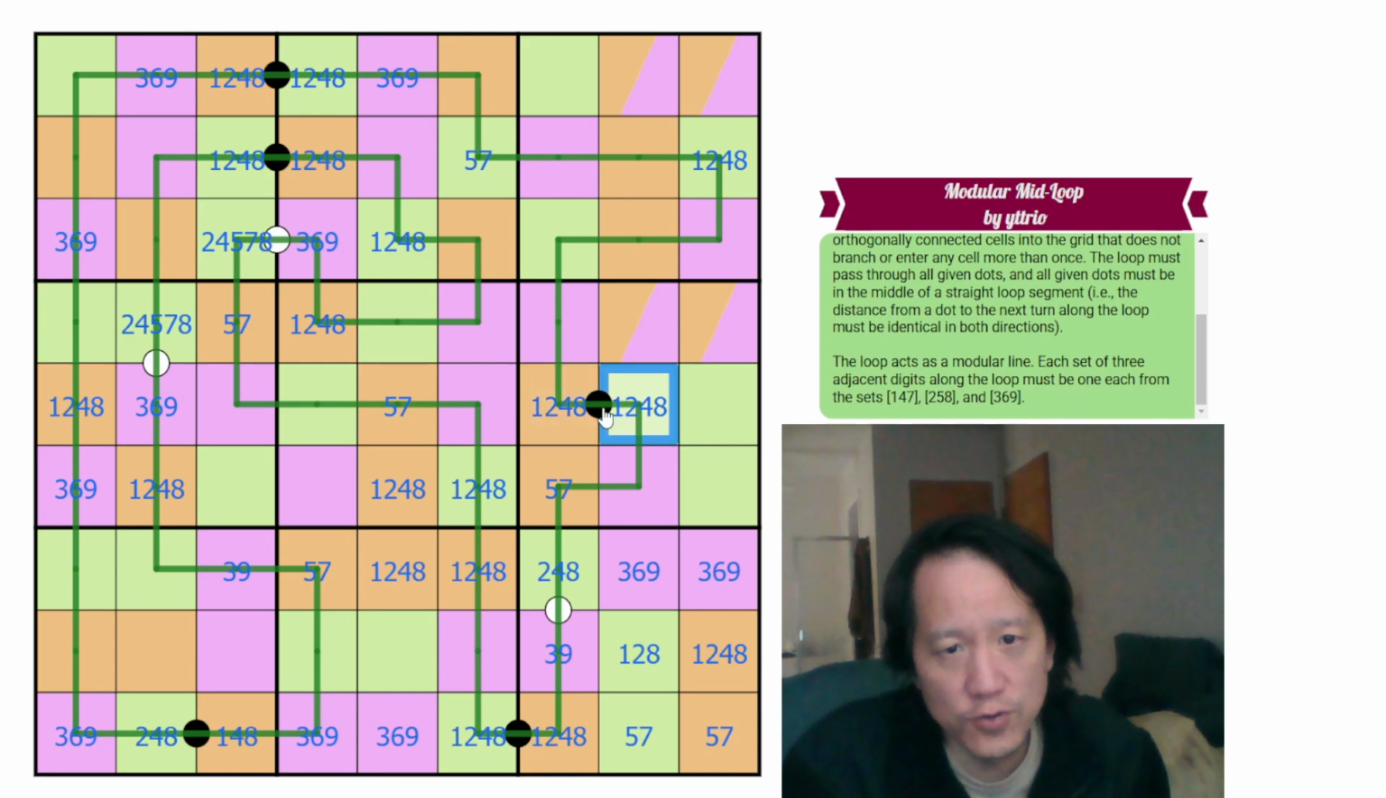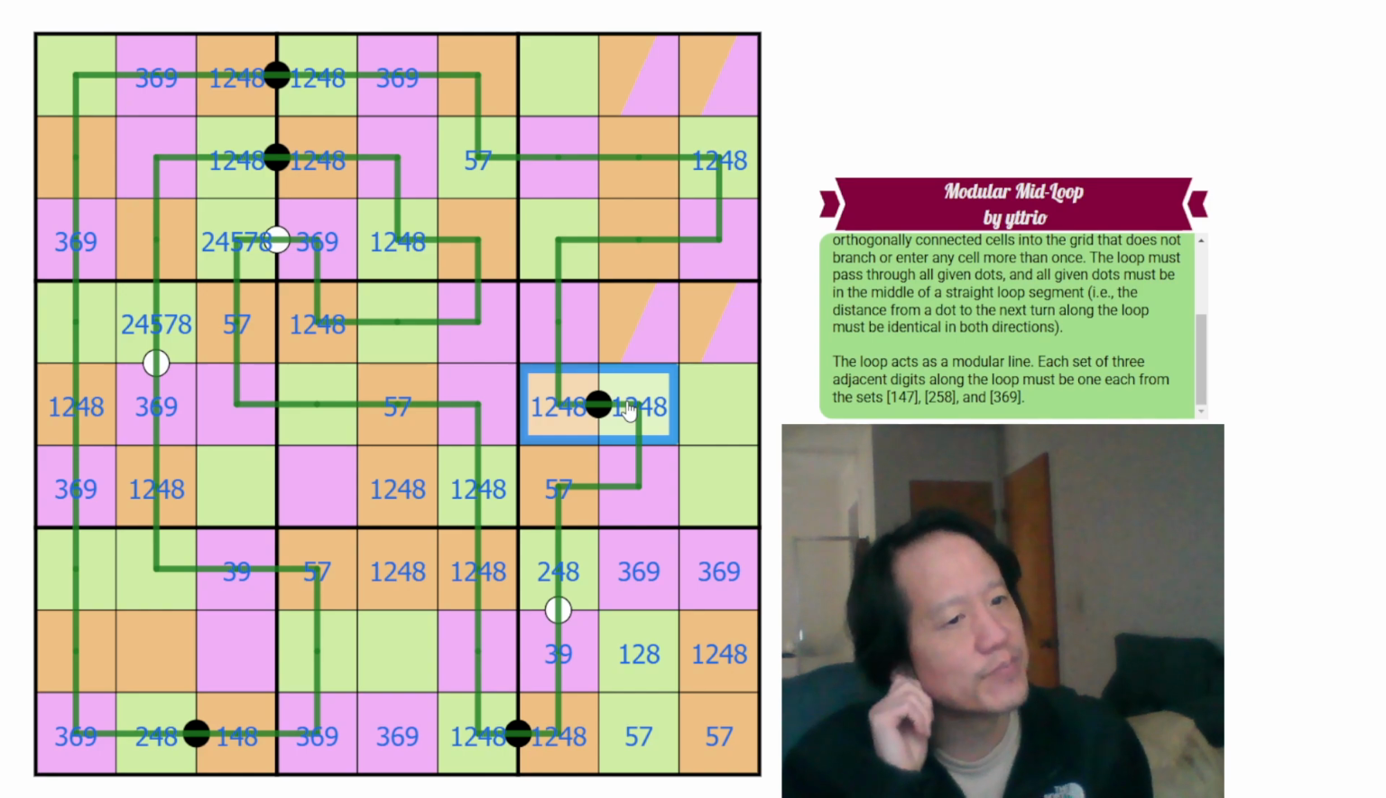This could be 2, 4 also. It's aside from 1, 2, and 1, 8.